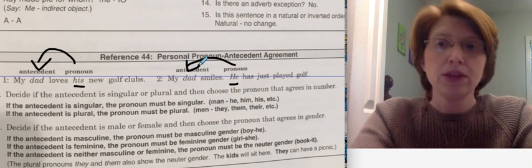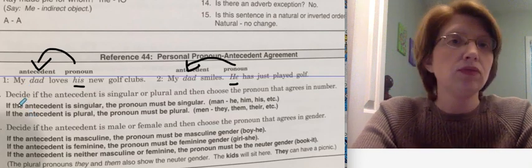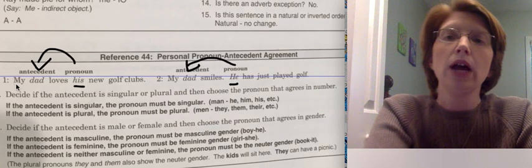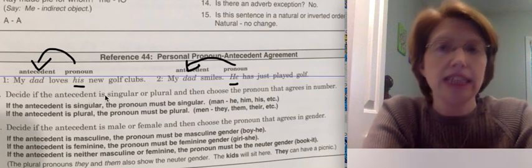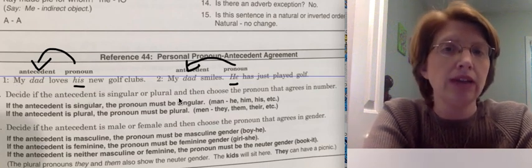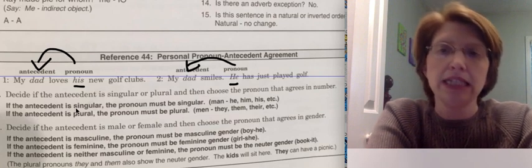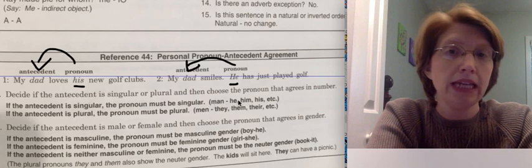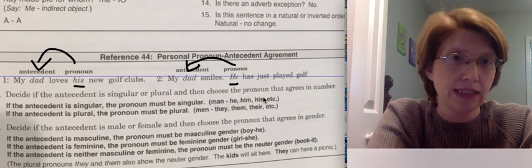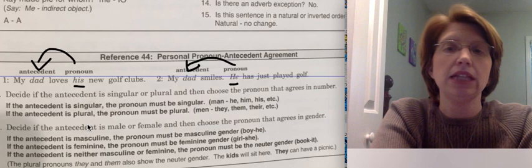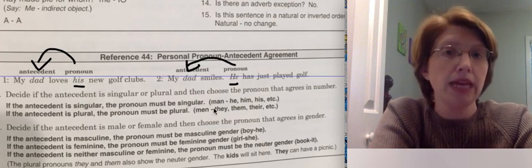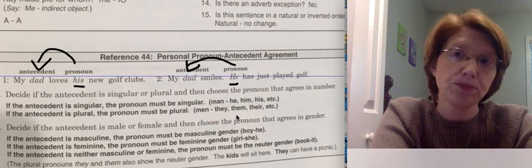Okay? So, here's a couple of rules as we're looking at pronouns and antecedents. One, decide if the antecedent is singular or plural, and then choose the pronoun that agrees in number. If the antecedent is singular, the pronoun must be singular. Man would be a he, him, or his. If the antecedent is plural, then the pronoun must be plural. For men, they, them, or their.